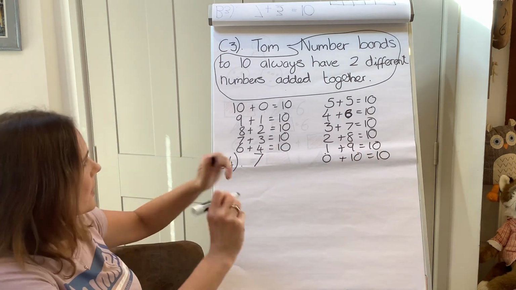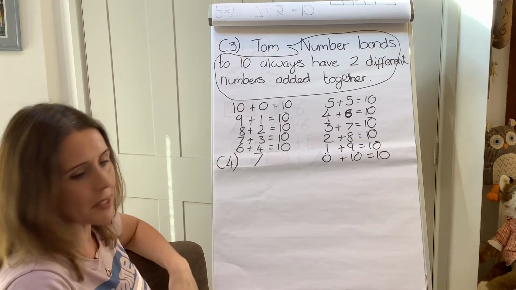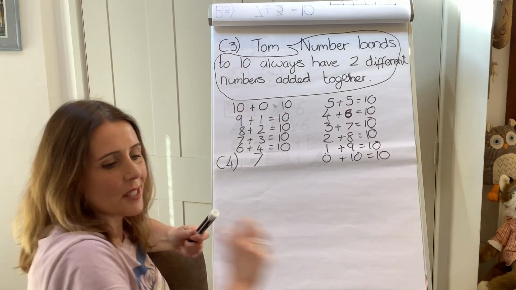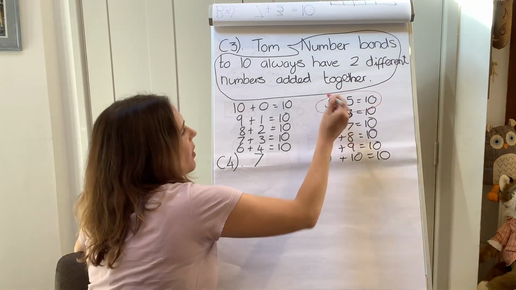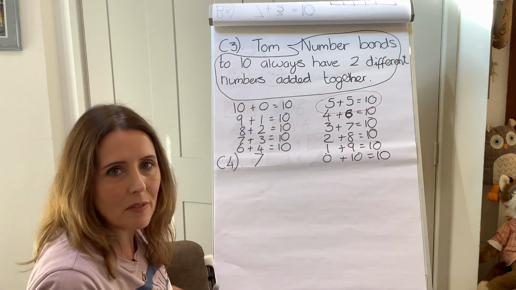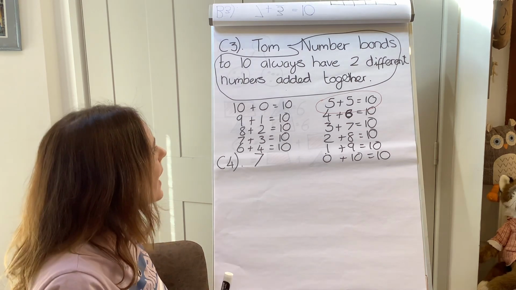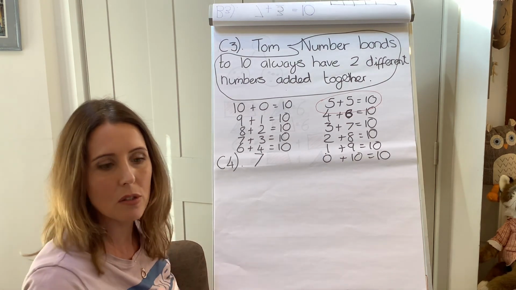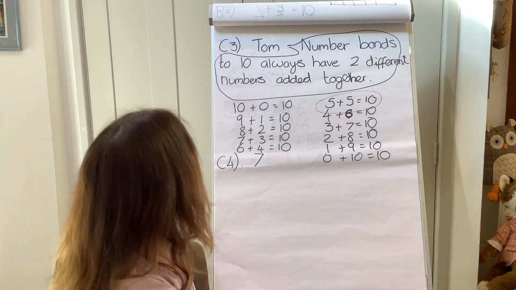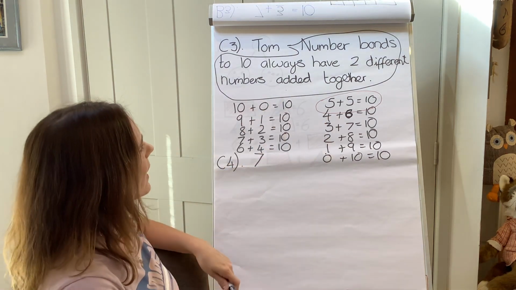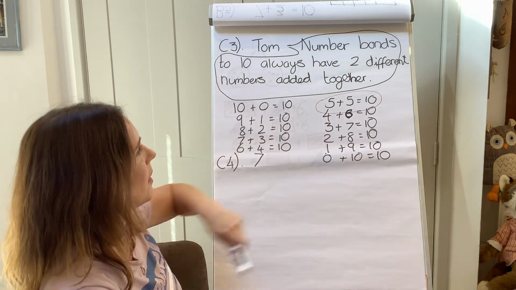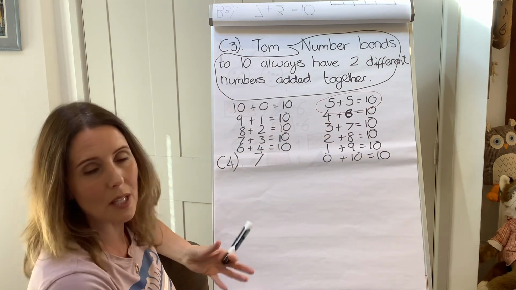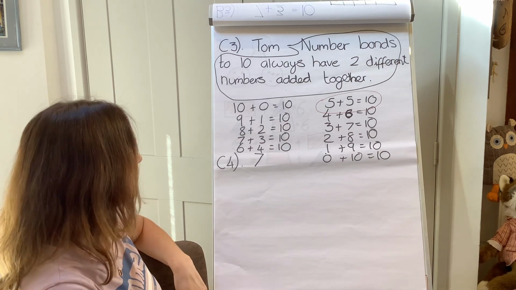Okay, so have we all always got two different numbers added together to make 10? So hopefully you found that no, we haven't, because here we've got a doubling of a number, 5 and 5, it's repeated twice, so that's doubled, so it's not a different number there. So Tom is incorrect, and the reason is because 5 add 5 are two number bonds that go together to make 10, and they are the same number.